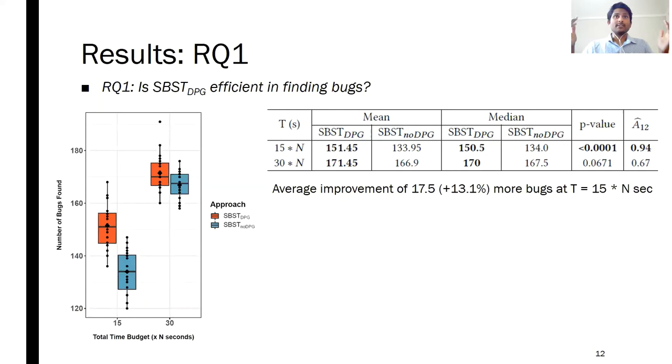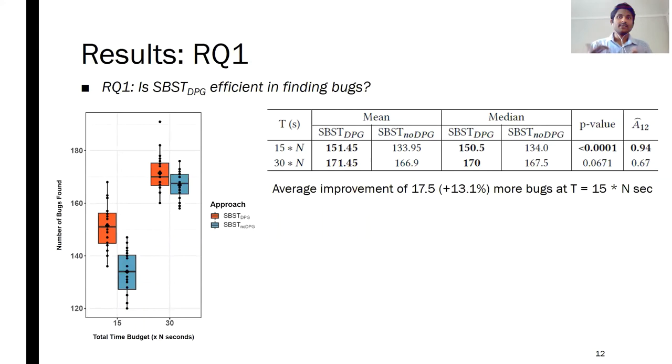Finally, to account for randomness in the genetic algorithm, we repeat the experiments for 20 runs, and we do this for each approach, SBST DPG and SBST no DPG. To check for statistical significance of the differences and the effect size, we employed the two-tailed non-parametric Mann-Whitney U-test and Vargha and Delaney's A-statistic. On the left-hand side of the slide, the box plot shows the number of bugs found in 20 runs by each approach for the two time budgets, 15 seconds per class and 30 seconds per class. The table on the right-hand side provides more details, such as the mean and the median number of bugs found by each approach for each time budget, and the p-values and A-statistic, or the effect size.